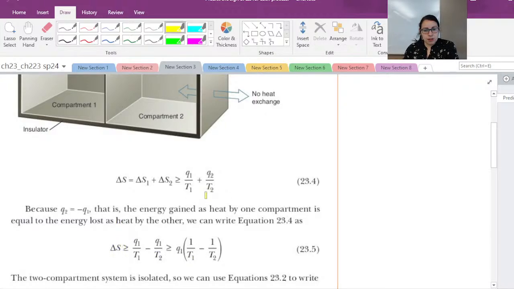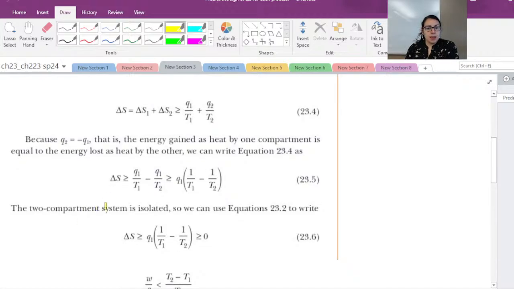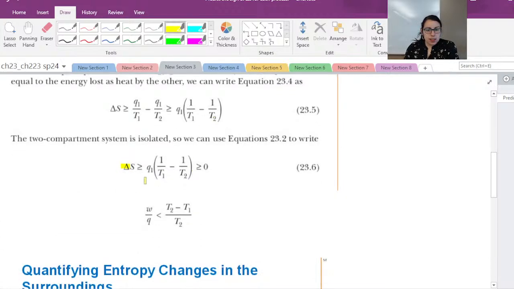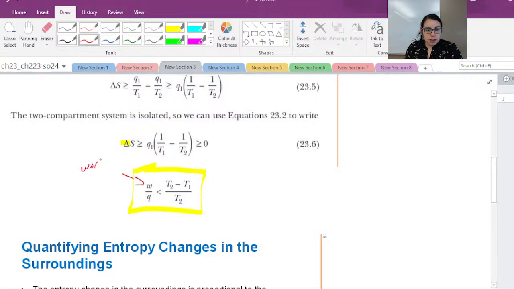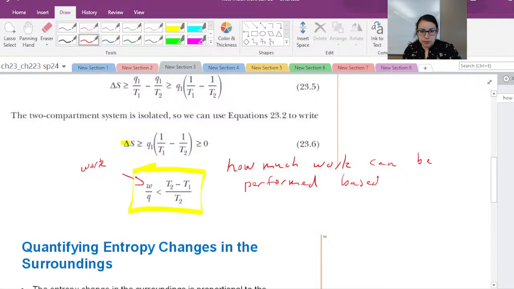So here's our re-derivation from before. And so now we can write, so our change in entropy has to be greater than our heat exchange between our two temperatures. And then we end up with this equation. And so W stands for work. And so this equation is giving us how much work can be performed based on our temperature difference.